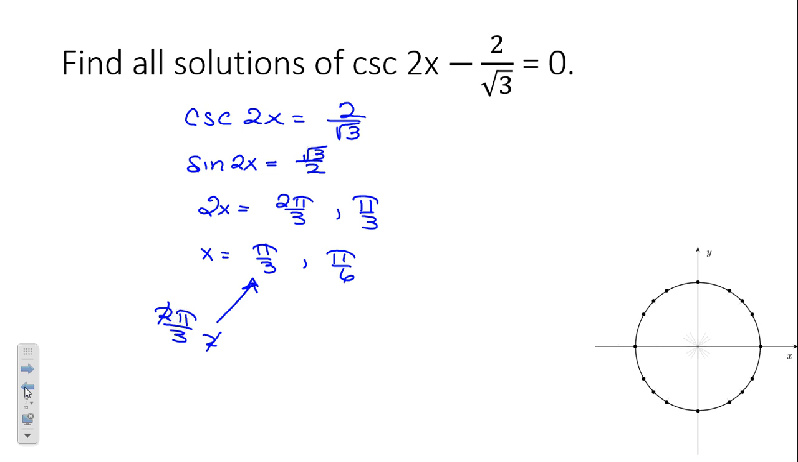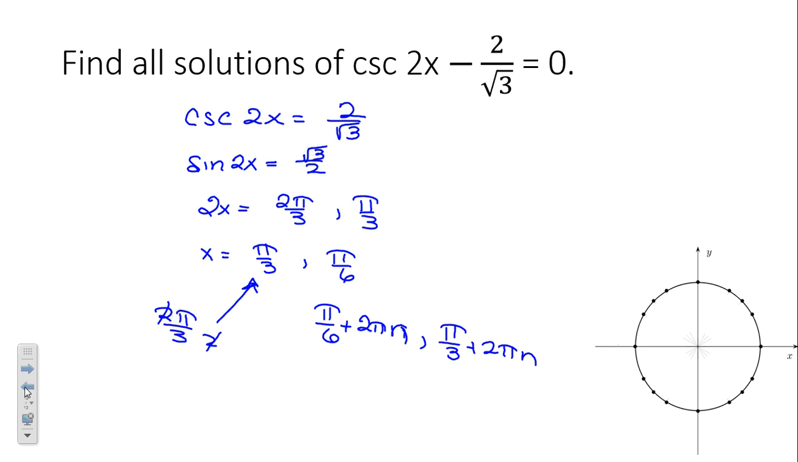Okay. So what do we have to do? We'll add multiples of 2 pi. So pi over 6 plus 2 pi n and pi over 3 plus 2 pi n. Just integer multiples of it, positive or negative.